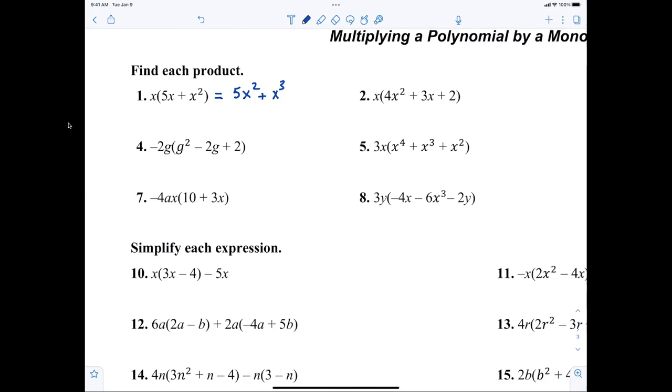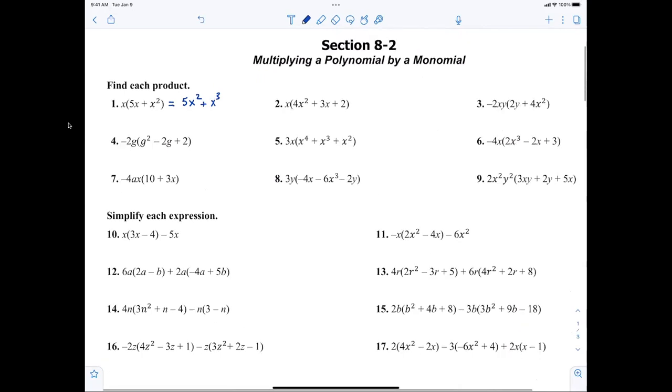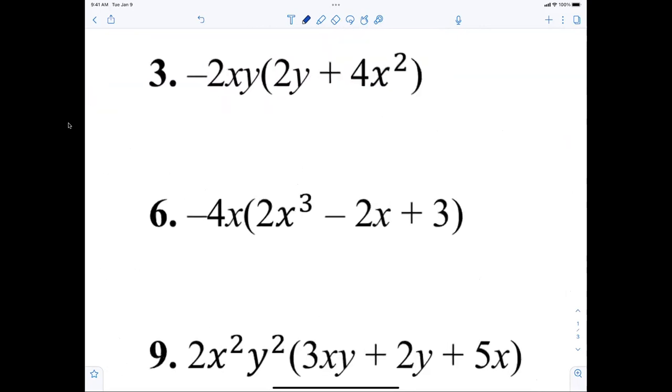Now I'm going to scroll over to number 3. I'm going to write the answer to number 3. See if you can figure out what the pattern is. Here comes the answer to number 3.